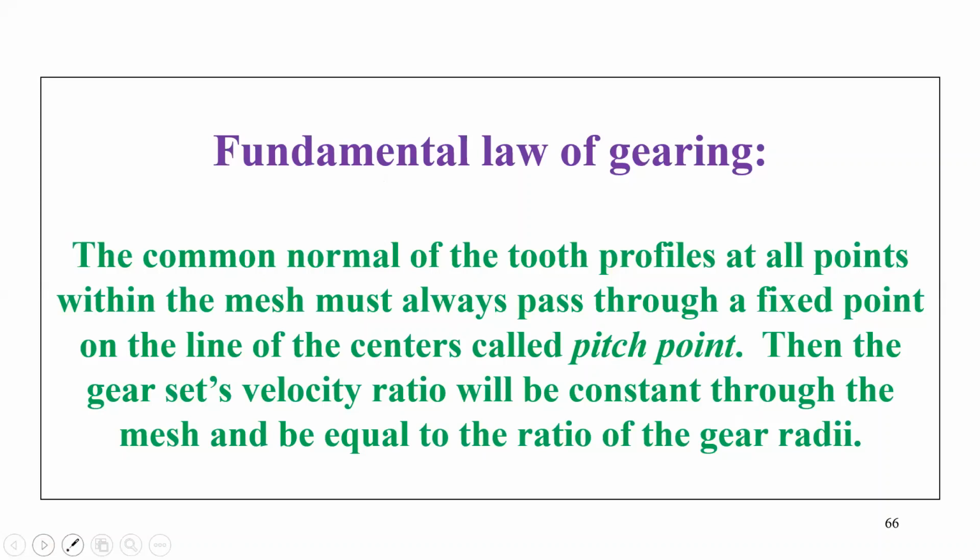Whenever you go for any design of a gearbox or gear, we follow the law of gearing, which says that the common normal to the tooth profiles, which we have seen, at all points within the mesh will always pass through a fixed point on the line of centers. It is called the pitch point. For a gear set, the velocity ratio will be constant throughout the mesh, and it is also equal to the ratio of the gear radii. So the gear ratio and the velocity ratio will always be the same.